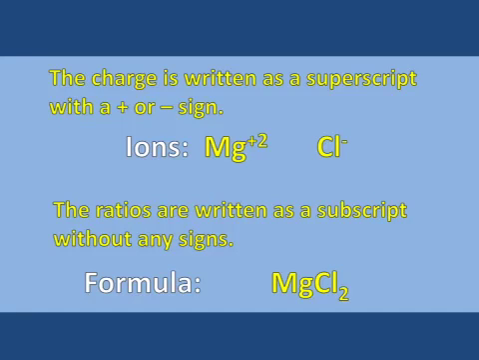just write the numbers. So the charge is written as what we call a superscript because it's written as a little number up at the top right-hand corner of your symbols, and it's going to have a plus or a minus. Once we have a formula, once we've done the crisscross, the ratio is going to be written as a subscript. So sub means that it's below, and this time we're only writing the number and we're not writing any signs, no pluses or minuses.